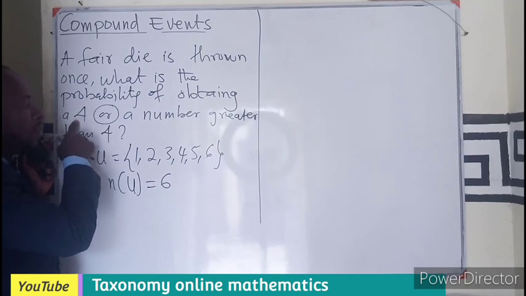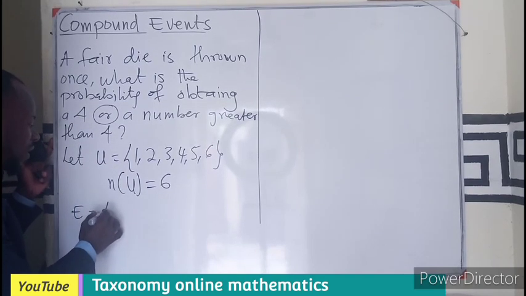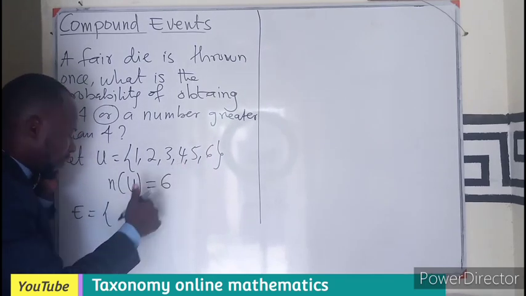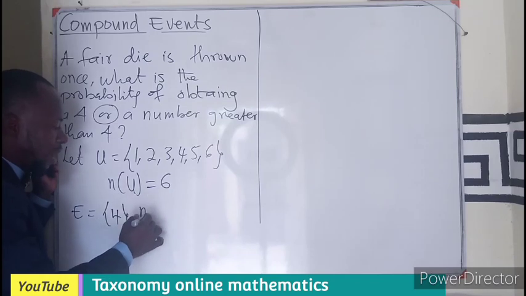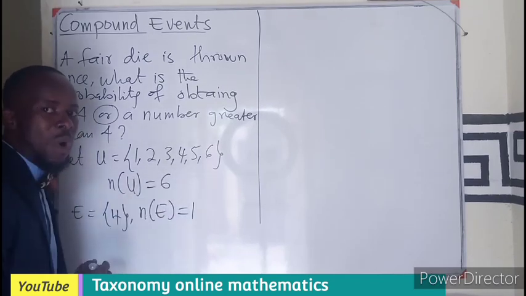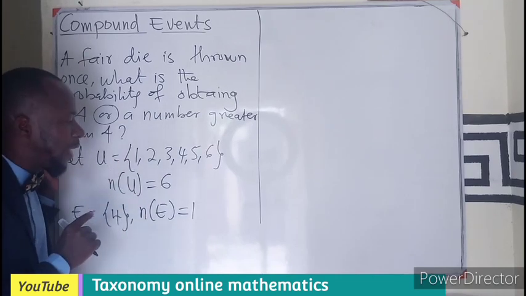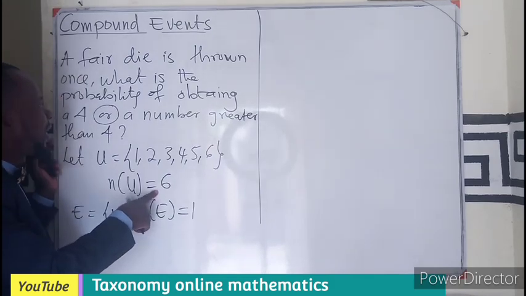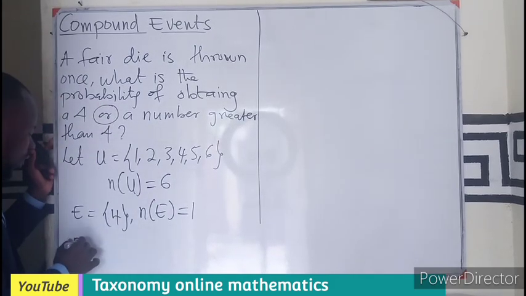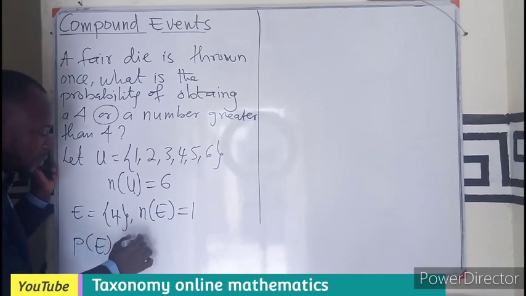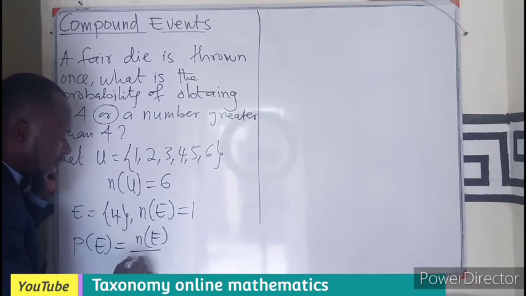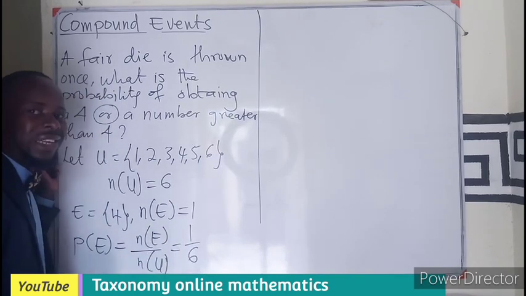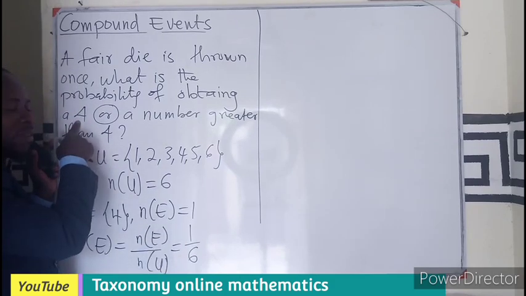So now we need to define our event. So event of obtaining 4. So let E equal the event of obtaining 4. You see, in this set, you can only obtain 4 once. So that will be 4. So the number of event E becomes 1. We have only one trial, as we can see there. So if we know the event, we know the sample space, finding the probability will not be a problem. So the probability of the event is going to be the number of event over the number of sample space, which is 1 out of 6. So 1 out of 6 gives us the probability of this.